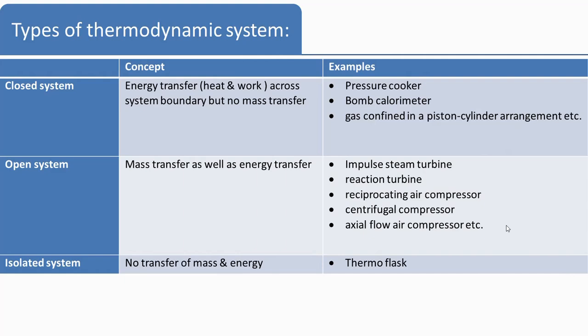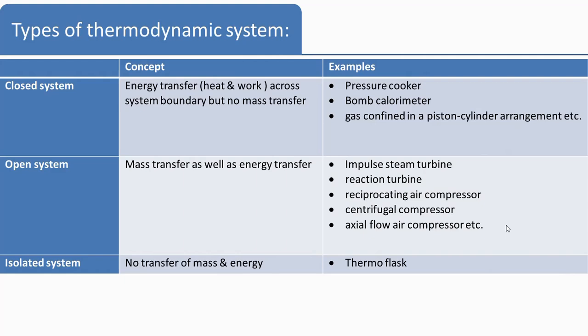In case of the open system, there is a mass transfer as well as energy transfer. For example, in case of the steam turbine, steam enters from one side, high pressure, high temperature superheated steam, and then after doing work on the turbine blades, it leaves the system. So mass transfer is taking place simultaneously. The heat energy of the steam is converted into mechanical energy, and then further that mechanical energy is converted into electrical energy with the help of the generator.